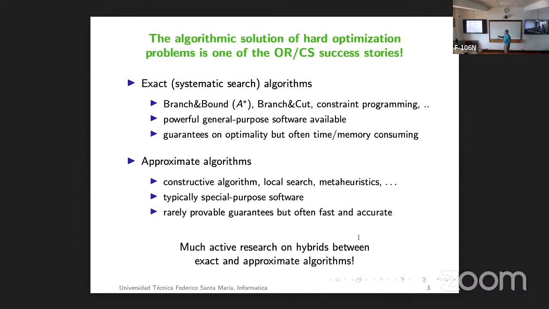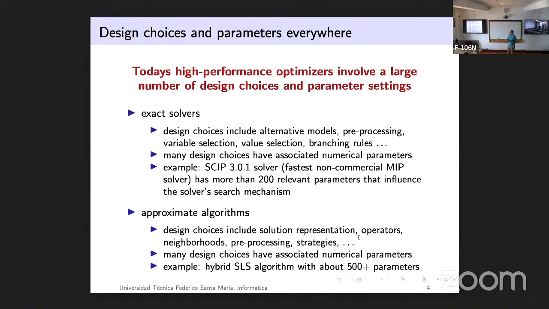But what do these exact and approximate algorithms have in common? They have in common that the high-performing optimizers involve a large number of design choices and parameters. Yeah, and this is true for exact solvers and approximate solvers. For exact solvers, you have design choices that include alternative problem relaxations, pre-processing strategies, variable selection, value selection, branching rules, and so on and so on. And many of these design choices have associated numerical parameters.